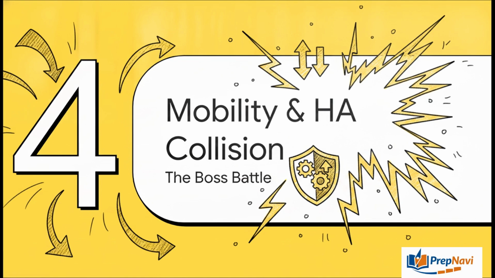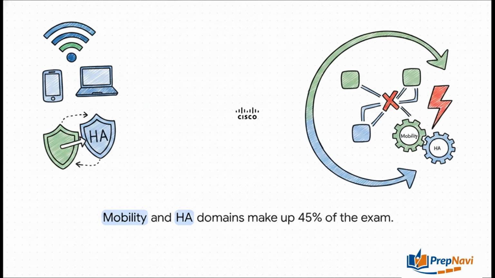Section 4, Mobility and HA collision. Looking again at the official guidelines for domains 3 and 4, we see mobility makes up 25% and HA is 20%. But here is the absolute secret of the 300-110 exam. It does not treat these domains in isolation. The hardest, highest scoring design questions are going to test how these features interact during a failure.